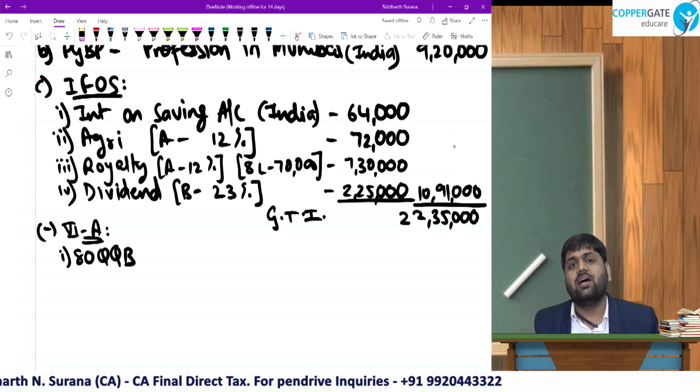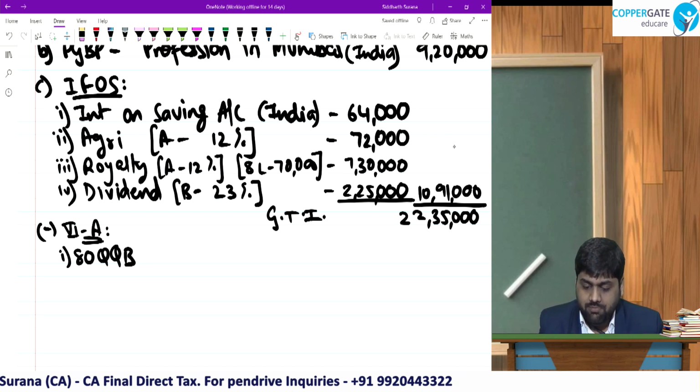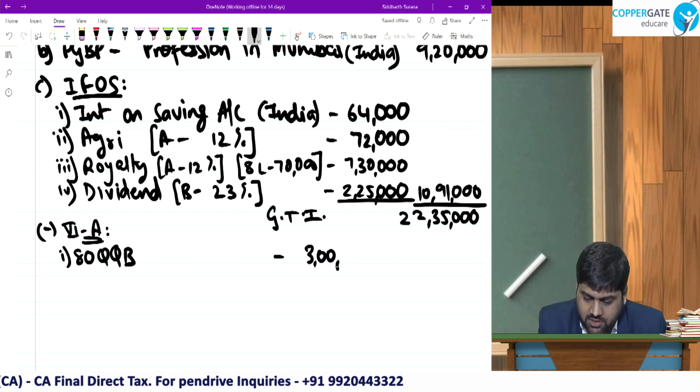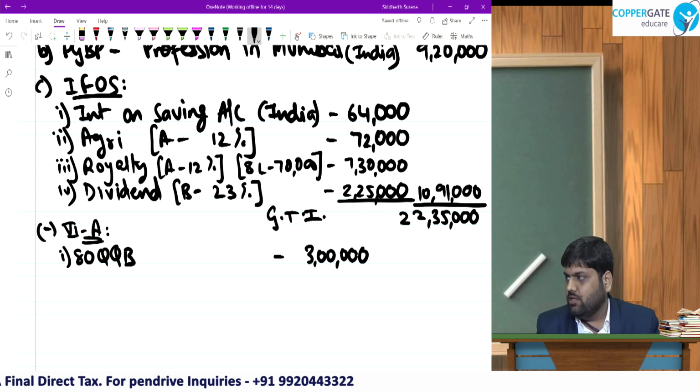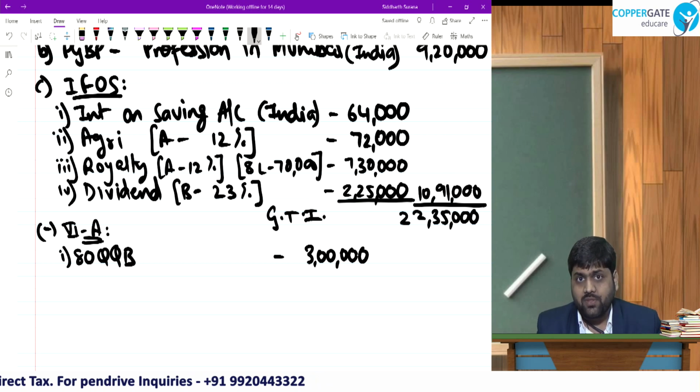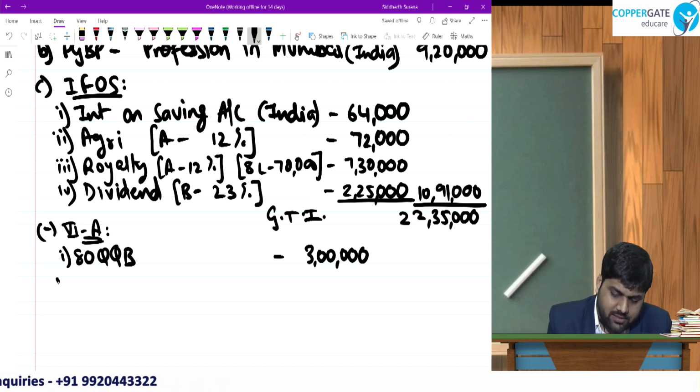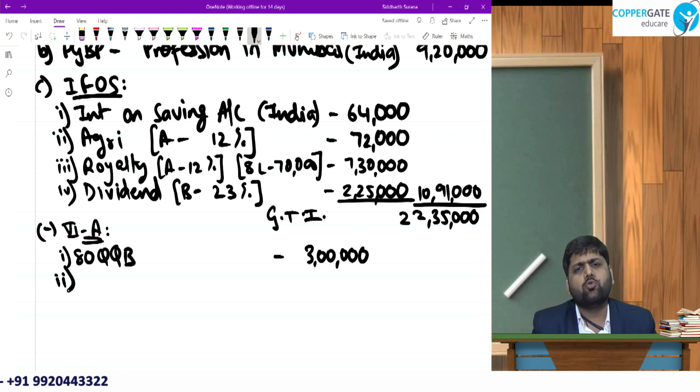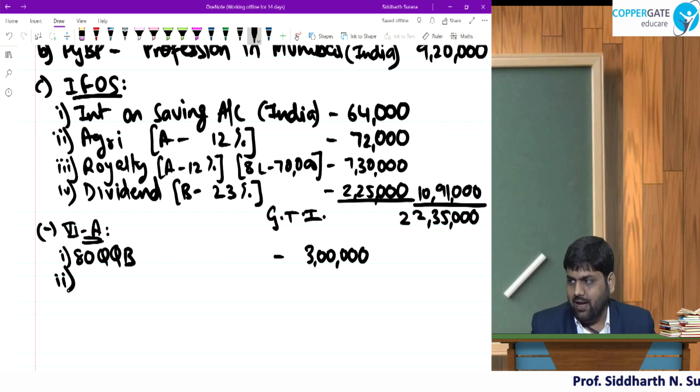That is a disaster, because this is not the only deduction. You have one more deduction, and only after you take that deduction will you get your net taxable total income. And that deduction is, listen, any student who does not know 80 QQB while doing the double taxation avoidance agreement, you get the benefit of doubt, because you can know that section only after you have studied chapter 6A, which is precisely the reason why I teach those chapters also in CA Final.